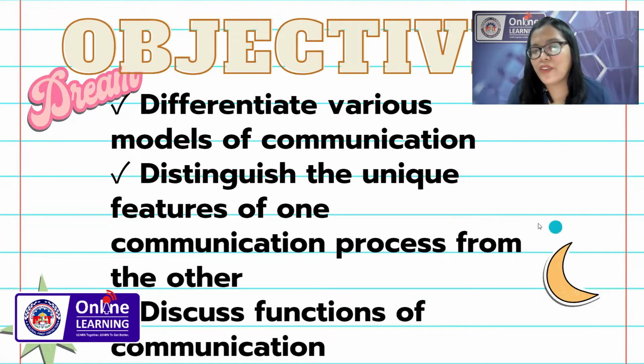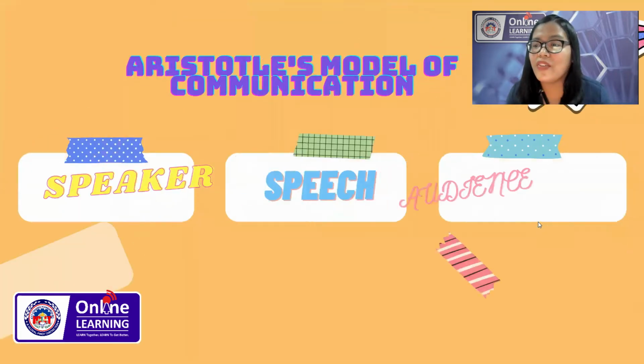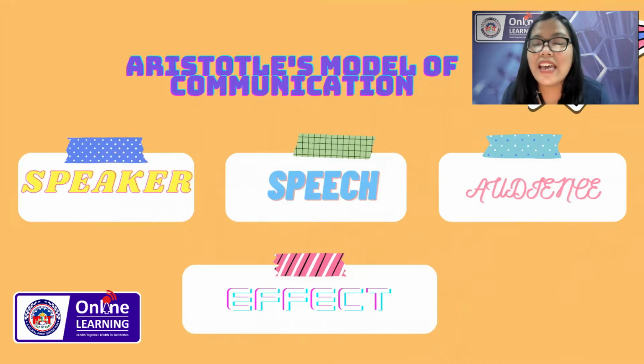Let's start. The first model of communication is Aristotle's model of communication. Everyone is familiar with Aristotle, a great philosopher. But now let's talk about what the model of Aristotle is. It has the speaker, the speech, the audience, and the effect. We discussed in chapter 2 the process of communication. As you can see, there is always a reply or feedback.